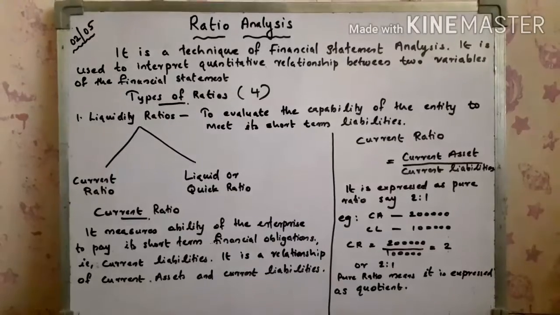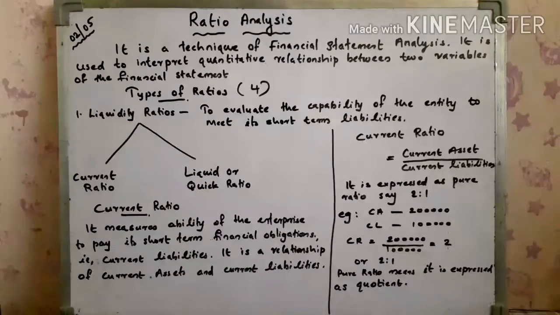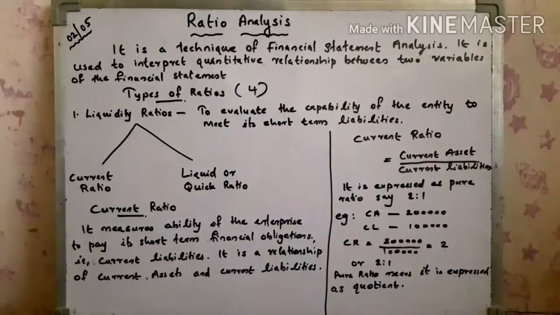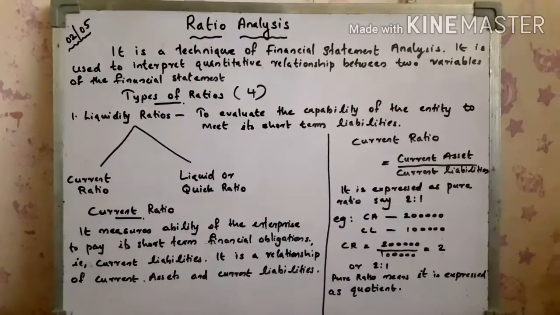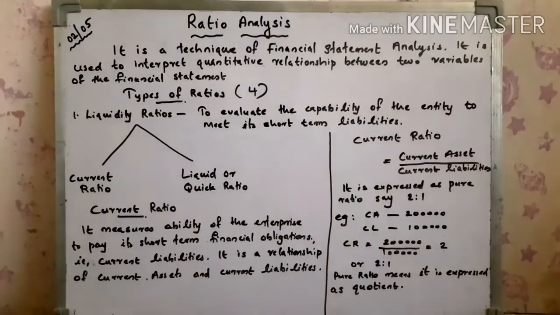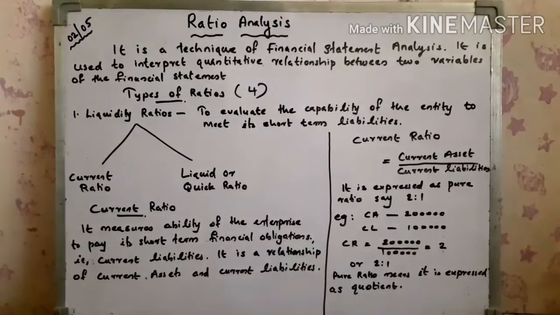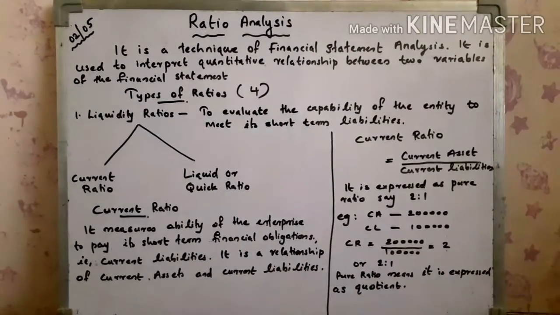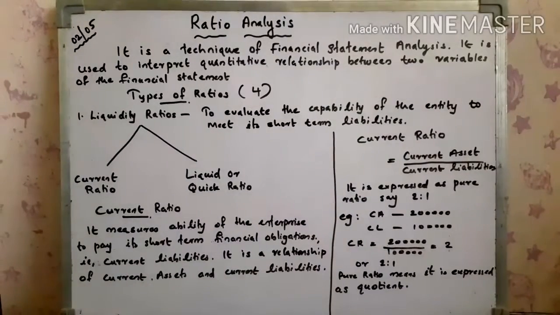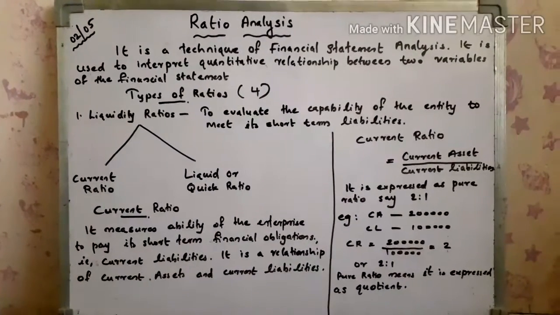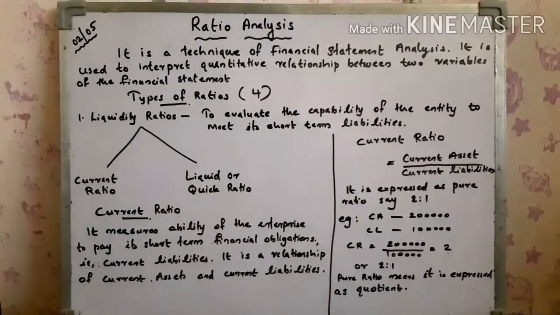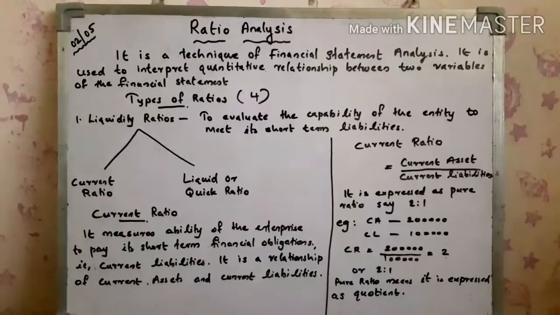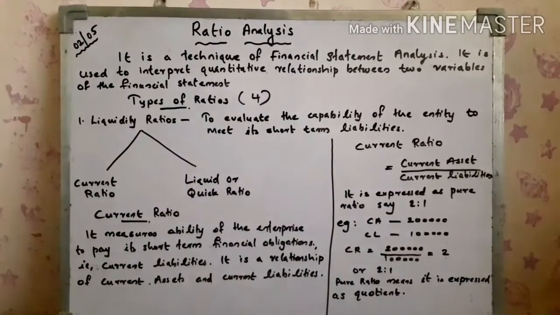Then, the current ratio. Liquidity ratio is classified into two: current ratio and liquid or quick ratio. The current ratio measures the short-term financial obligations of the enterprise, that is, current liabilities, or how capable the particular enterprise is to pay off its short-term financial obligations like current liabilities when they become due. So it is a relationship of current assets and current liabilities.